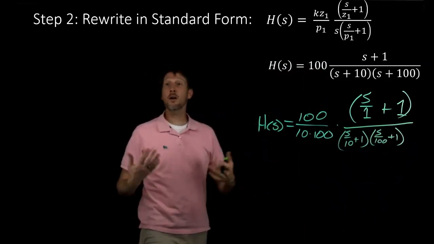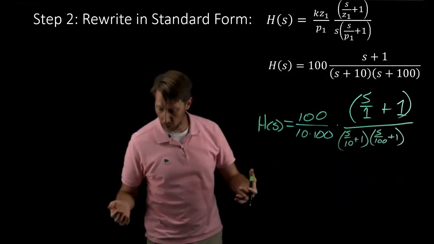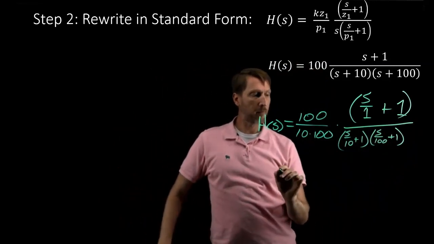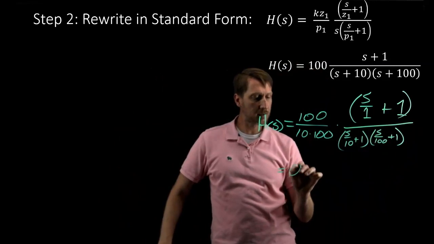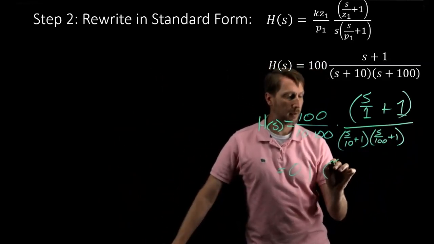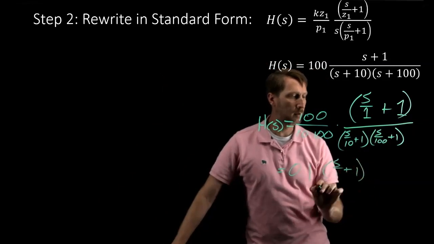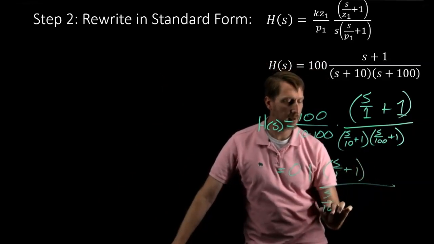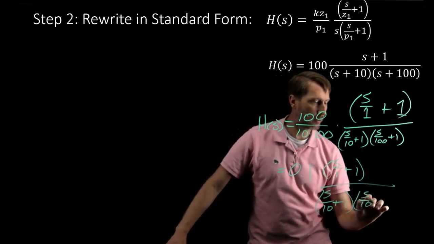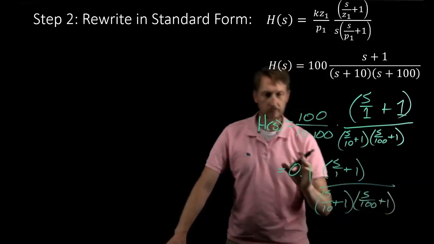We can continue to simplify this. We can see that 100 divided by 100 gives us a 1, and 1 divided by 10 gives us 0.1. So this is going to be 0.1 times (s divided by 1 plus 1), divided by (s divided by 10 plus 1)(s divided by 100 plus 1).